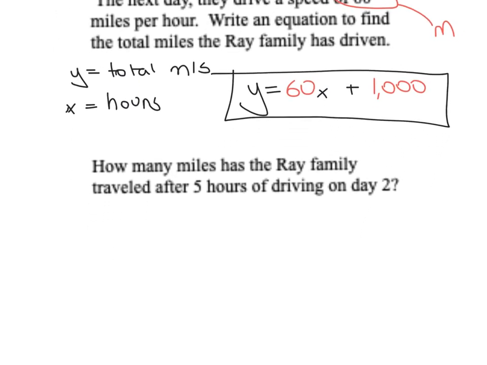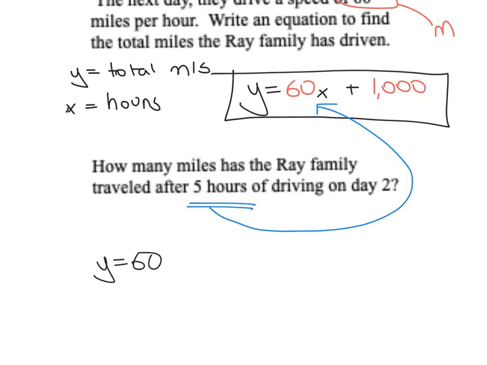Now for the last part, it says how many miles has the Ray family traveled after 5 hours of driving on day 2. So remember that X represents hours, so we're going to just plug in 5 for our X. So that would be Y equals 60 times 5 plus 1,000. And when we figure out that total, that would be 1,030 miles.